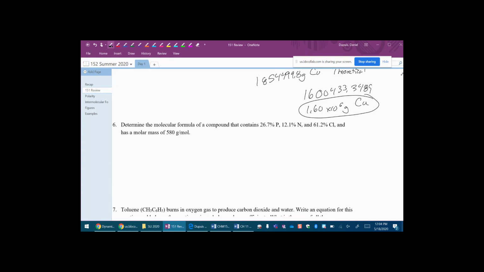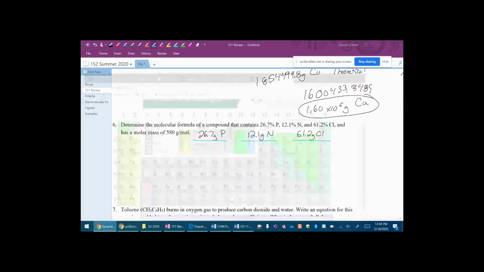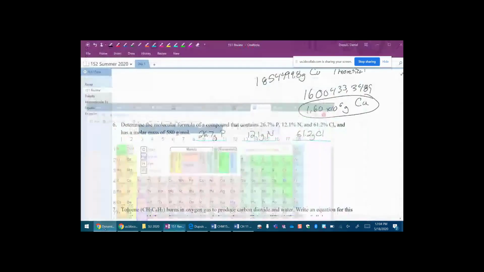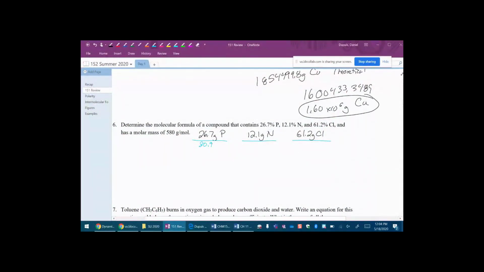So we know we have 26.7 grams of P, 12.1 grams of N, and 61.2 grams of Cl. Divide by the molar masses. And phosphorus is what? 30.97. That's right. 30.97 grams per mole, 14.01 grams per mole, and 35.45 grams per mole. All right.